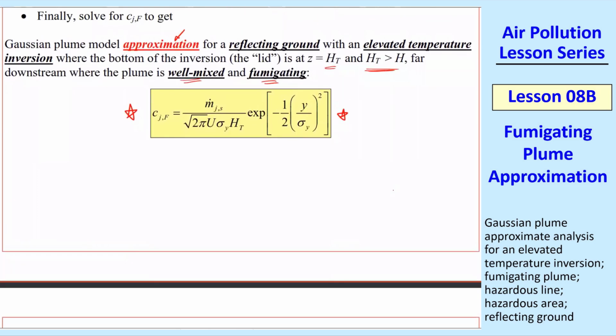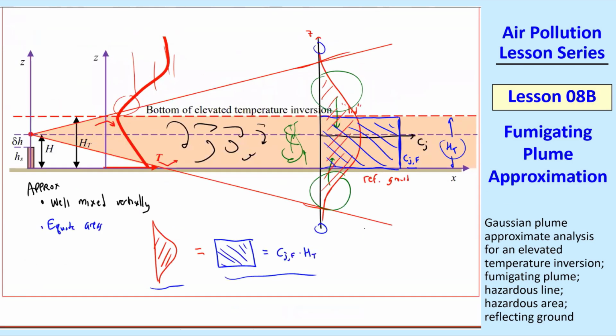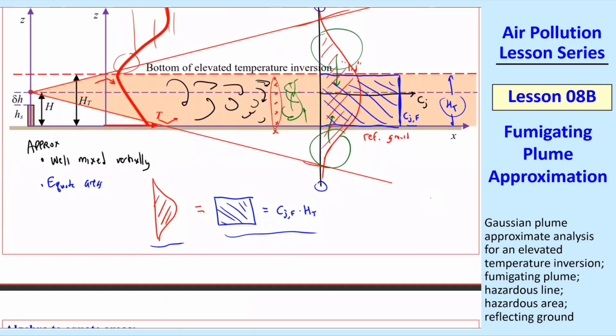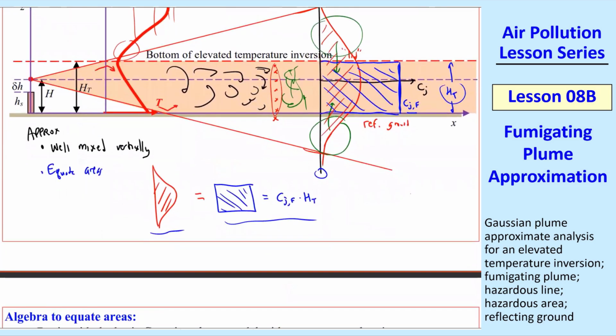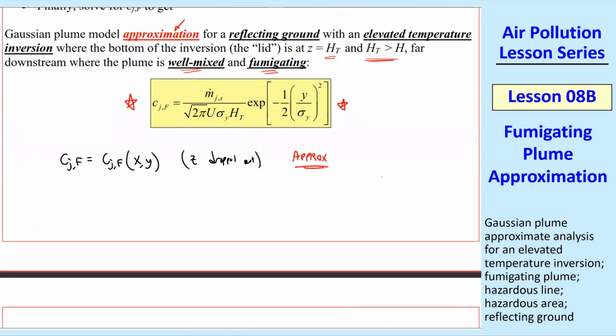So let me make a couple comments about this. First of all, CJF is equal to CJF of x and y only. We've gotten rid of z, so z dropped out, which we would expect because we are assuming well mixed. Remember we did flux chambers and stuff with well mixed. That means if you're sampling this anywhere in the z direction, it's the same CJ everywhere at this particular x. At a different x, it's going to vary. CJ is going to decay with x. So this CJF is only a function of x and y. It is an approximation because it's not going to be perfectly well mixed, but as long as you go far enough downstream, it should be okay. So that's my first comment.